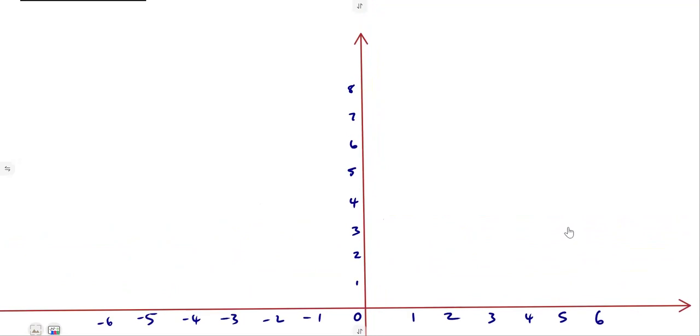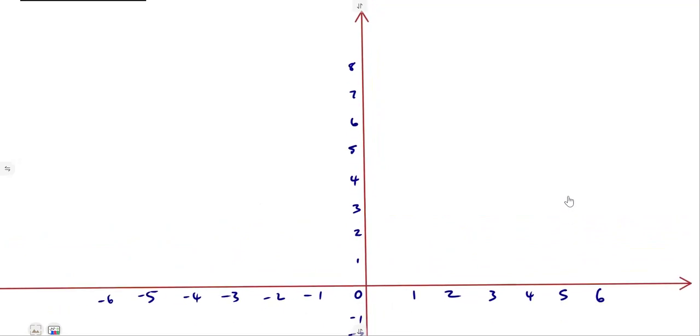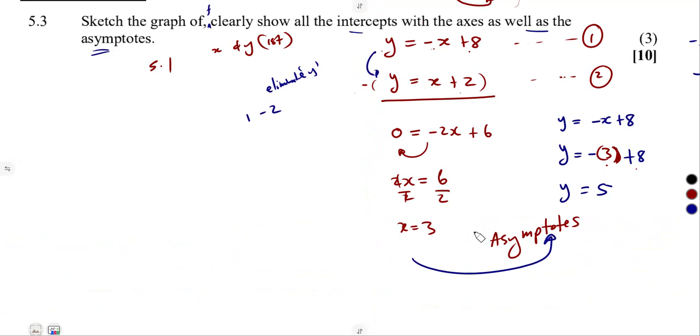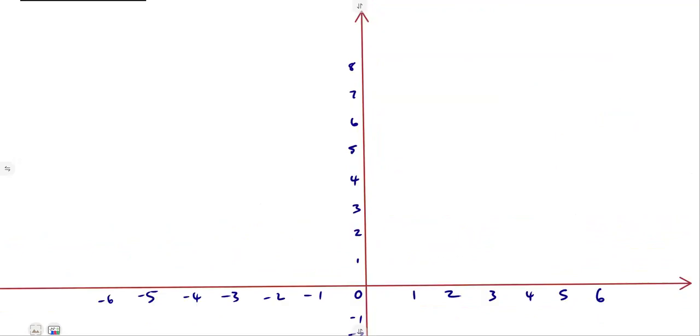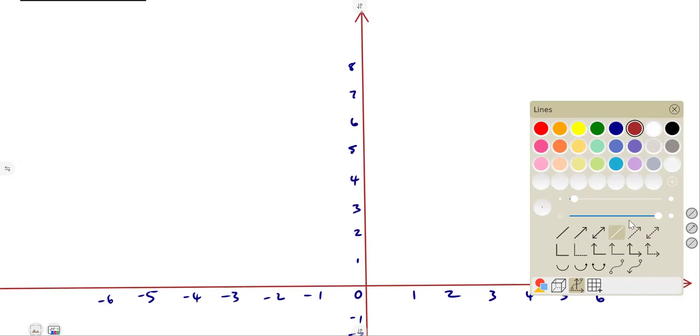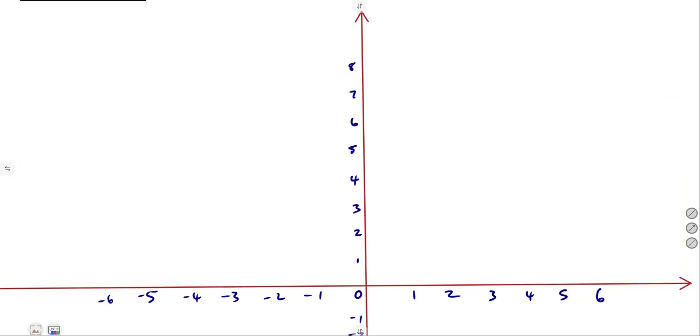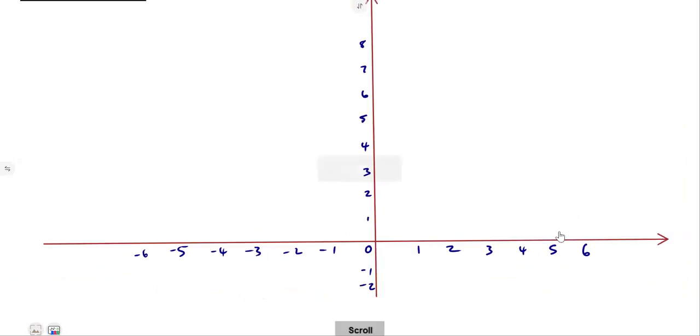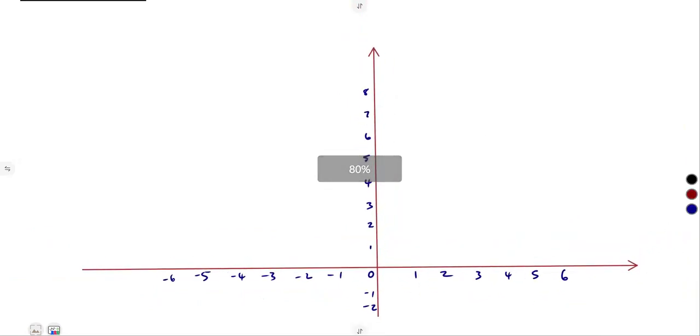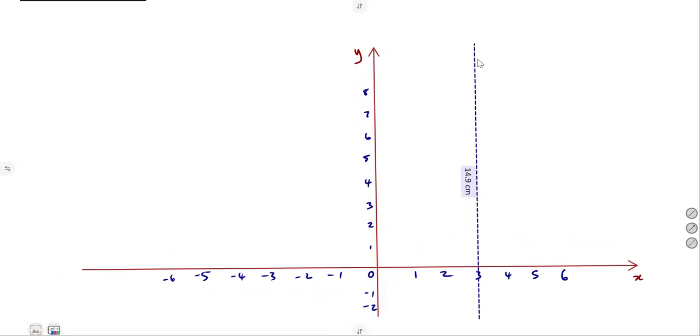Like I said, starting with the asymptotes, x is equal to 3 as part of your asymptotes. So we are going to draw our graph. At x = 3, draw the line x = 3. So we have this one as an asymptote: x = 3.